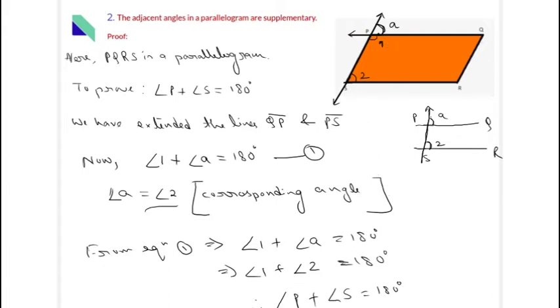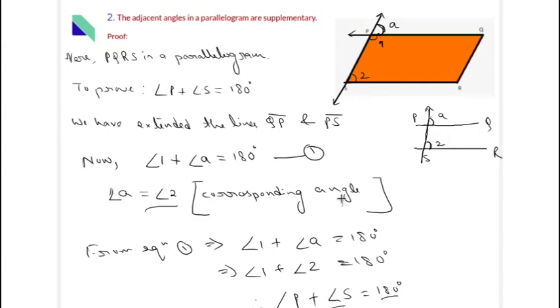So ultimately we have proved that the sum of the adjacent angles of a parallelogram is 180 degrees, or the adjacent angles in a parallelogram are supplementary. Now similarly we can prove that angle S and angle R are supplementary, R and Q are supplementary, and Q and P are also supplementary.